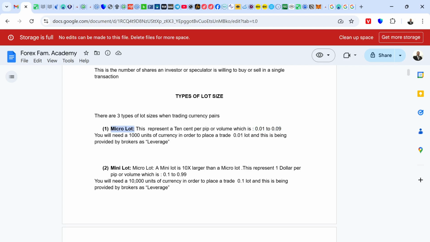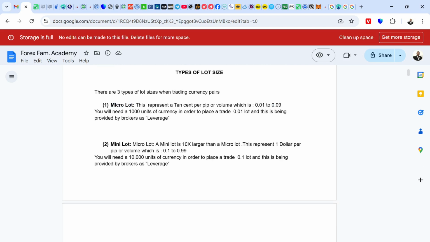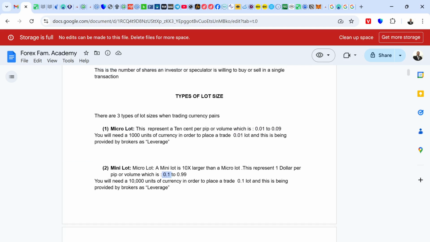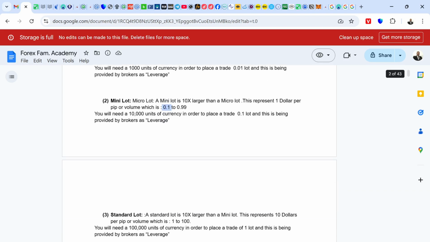And you know the meaning of a pip? A pip is the movement in price, all right? So once you are using 0.01 to 0.09, you are operating micro lots. Now when it comes to mini lots, your mini lot starts from 0.1 to 0.99, and this is 10 times larger than the micro lot. So this means that each time price moves, per pip movement is $1 per pip, unlike the micro lot, which is 10 cents per pip. But this one is $1 per pip.